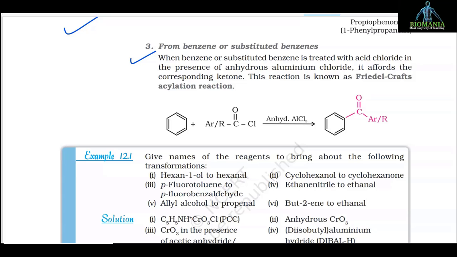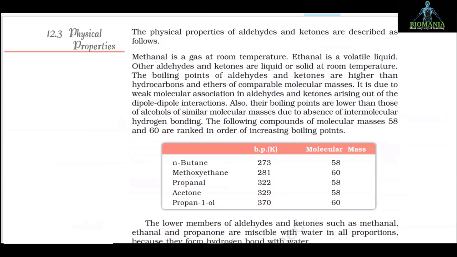Number 3, from benzene or substituted benzenes. When benzene or substituted benzene is treated with acid chloride in the presence of anhydrous aluminium chloride, it affords the corresponding ketone. This reaction is known as Friedel-Crafts acylation. Here you can see this acylation.